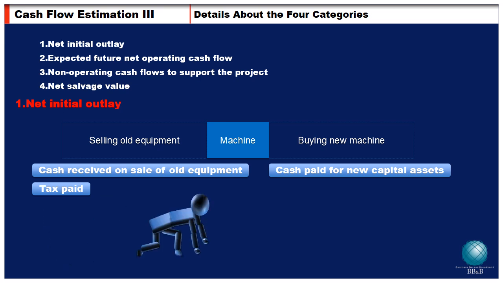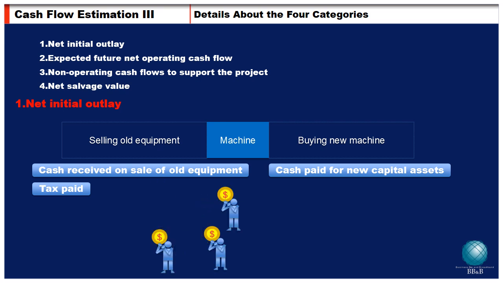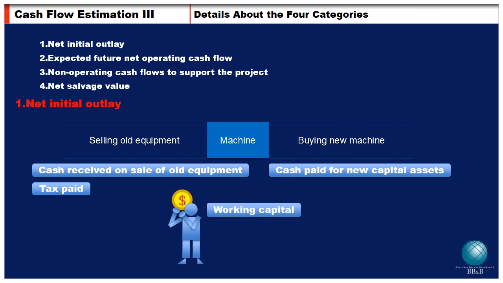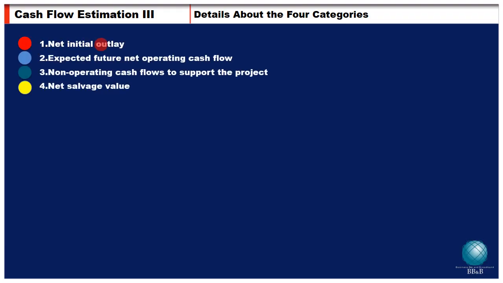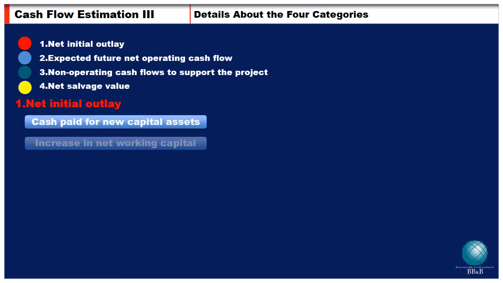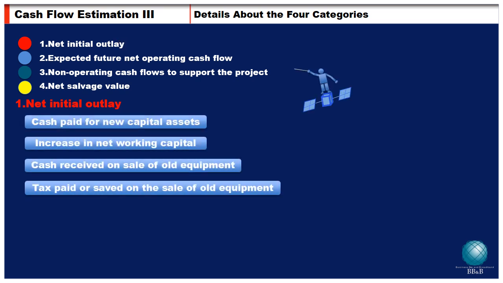Remember, when starting a new project, you must prepare working capital. Working capital is a short-term asset to cover short-term debt. Even small businesses, such as a new coffee shop, must make many changes before it is ready for its first customer. All in all, the net initial outlay can be broken down into the following 4 categories.